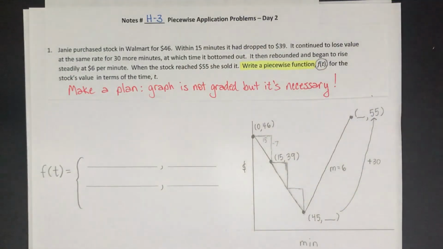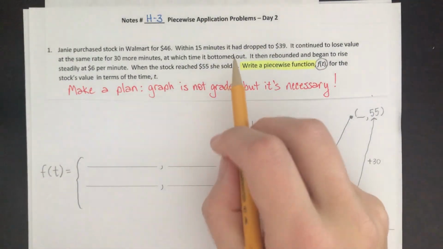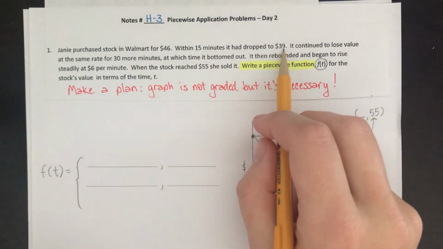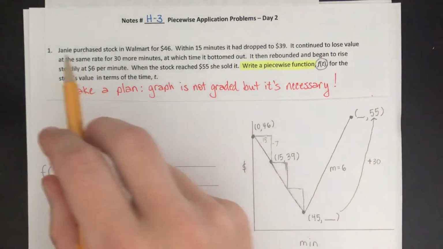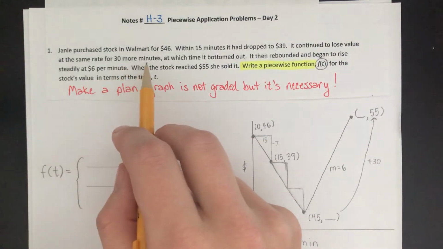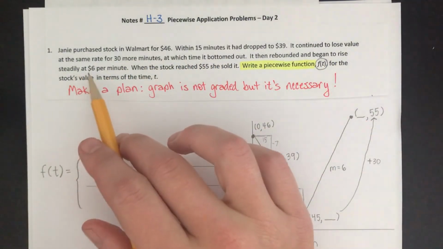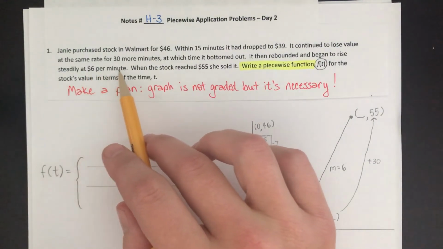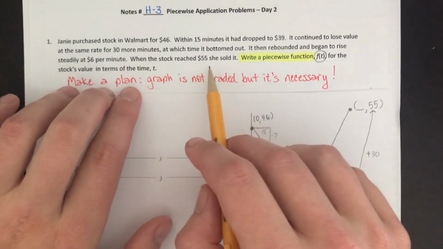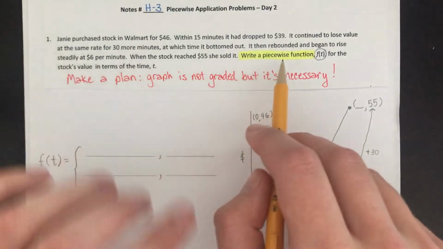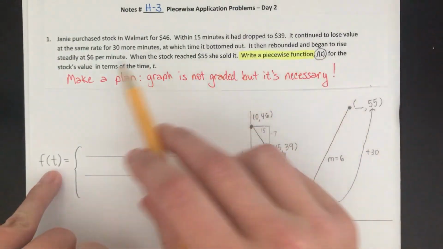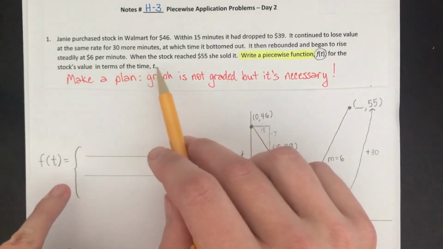So this is H-3. Janie purchased stock in Walmart for $46. Within 15 minutes, it had dropped to $39. It continued to lose value at the same rate for 30 more minutes, at which time it bottomed out. It then rebounded and began to rise steadily at $6 per minute. When the stock reached $55, she sold it. Write a piecewise function f of t for the stock's value in terms of time t.